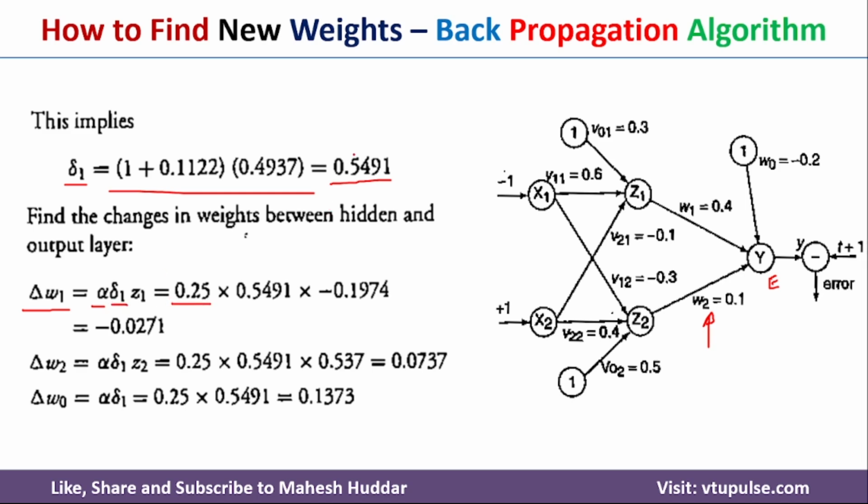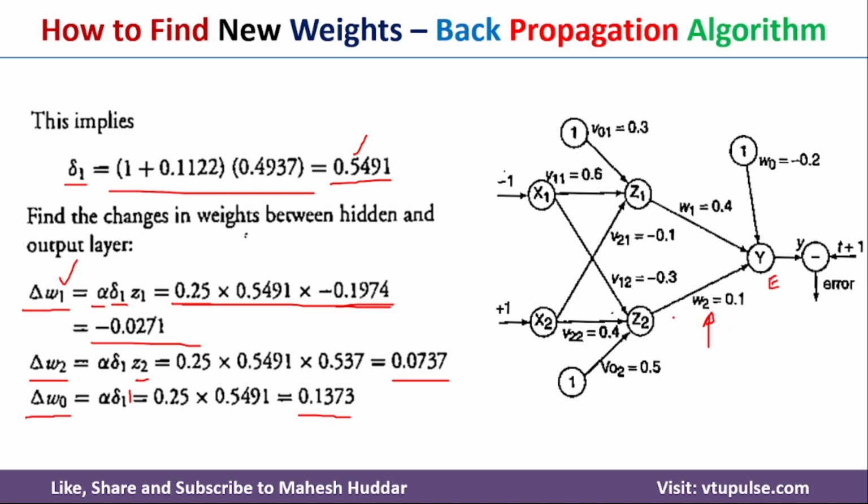Delta 1 is how much? We have already calculated here, multiplied by Z1. Z1 is nothing but we have already calculated the output at Z1. So put those particular values, you will get delta W1, which is equivalent to minus 0.0271 here. Similarly, delta W2, in this case this Z1 is replaced with what? Z2. You will get the value as 0.0737 here. And delta W0, delta W0 is a bias here. Here we don't have any weights here, so it will be multiplied by 1. So alpha into delta 1 over here, you will get 0.1373. So we got a change in weights with respect to output neuron in this case.